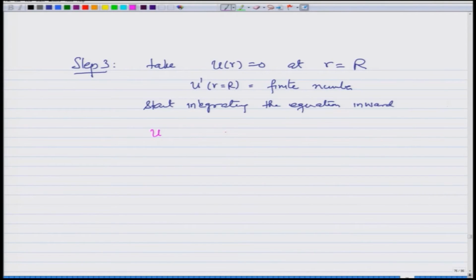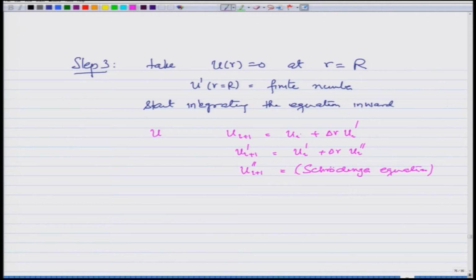So, essentially what you do is you take u I plus 1 to be equal to u I plus or minus, depending on whether you are integrating in or integrating out, delta r times u I prime. U I prime you again update by delta r u I double prime, and you now update u I plus 1 double prime through the Schrodinger equation, because this depends on the value of u at that point. So, you start integrating inward.